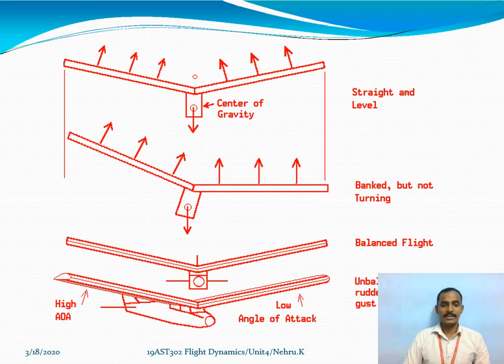And now, seeing this diagram, the first one is dihedral, and the lifting force is slightly inclined towards the gravity position, and this straight and level flight is turned back or banked, not in the turning, due to the side slip beta. After that, this inclined lift force and the vertical lift force with respect to the center of gravity will be balanced in flight, as in the third figure. And finally, the lower angle of attack side and the higher angle of attack side, which is unable to control the gust load in the wing platform.